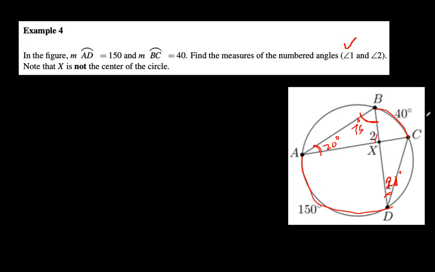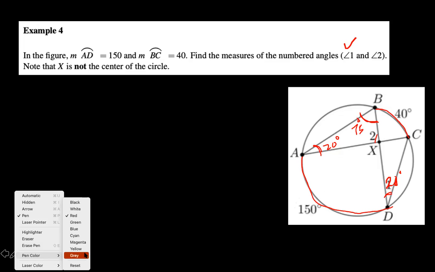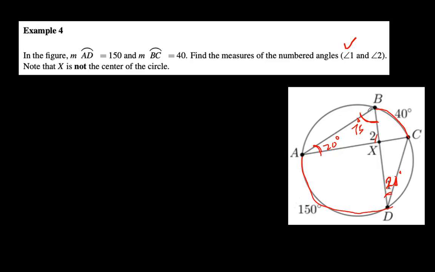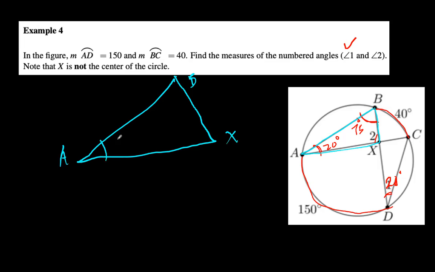So we can use the triangle formed where angle 2 is found. We can use triangle BAX, this triangle. If this is 20, this is 75, and we're looking for this angle 2, let's say this is theta, so that we will not be mistaken by the 2 here.